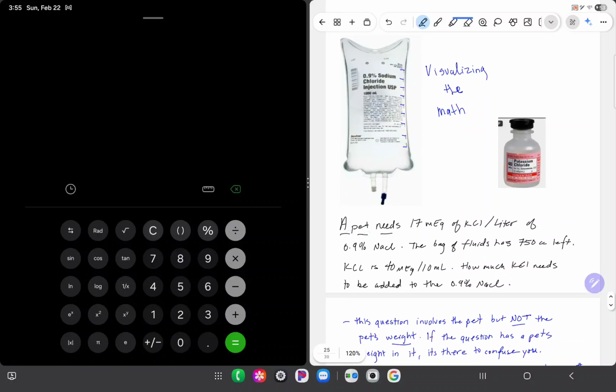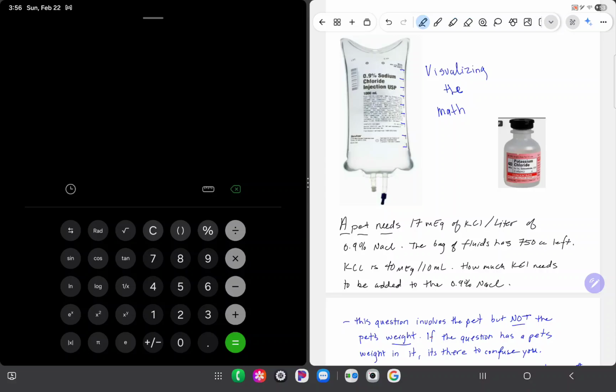A pet needs 17 milliequivalents of KCl per liter of 0.9% NaCl, or sodium chloride. The bag of fluids has 750 mils left. KCl is 40 milliequivalents in 10 mils. How much KCl needs to be added to the 0.9% sodium chloride?